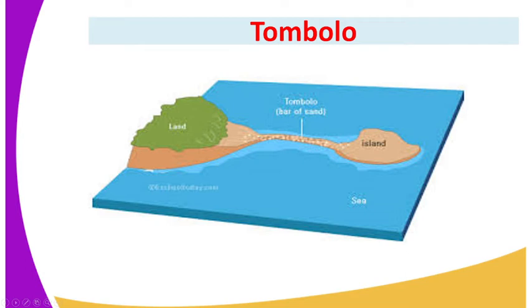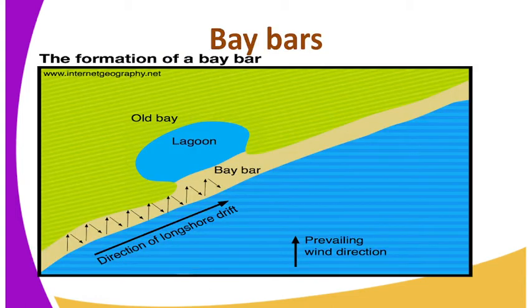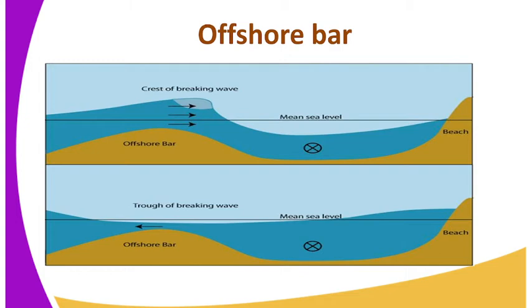Another feature is the bars. This is a ridge of sand, mud, shingles, or a mixture of these materials deposited by waves in the shallow water at the coast. There are two types of bars, namely bay bars and offshore bars. The types are bay bars, formation of a bay bar. There is also the offshore bar. You can clearly see the difference.